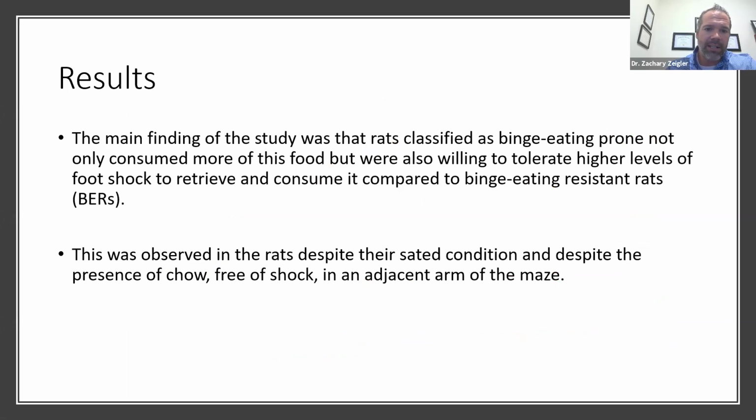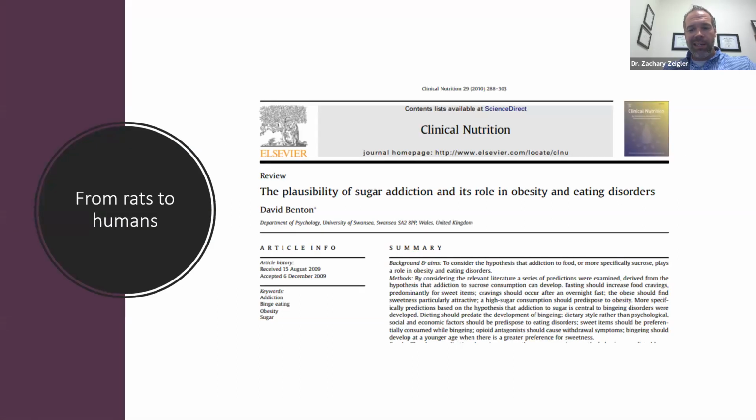The main finding of the study was that rats classified as binge eating prone not only consumed more of this food, but were willing to tolerate a higher level of shock. And this was observed in the rats despite being satiated, meaning they weren't hungry and they could have gotten normal chow without a shock, but they did it anyways. In rats, there's a lot of good evidence that you can be addicted to sugar. We are not rats. A human brain is much more complex than a little pea-sized brain of a rat. And so when we look at human data, there's not a consensus that we're addicted to sugar.